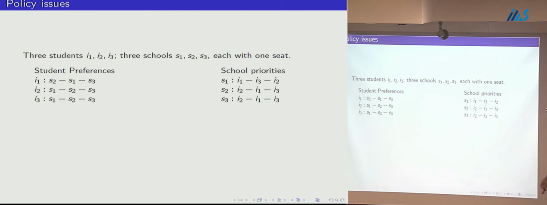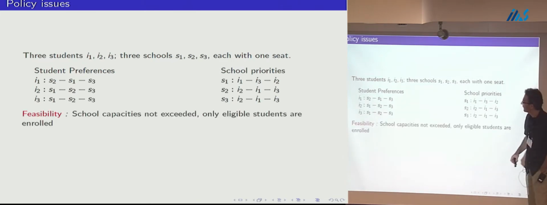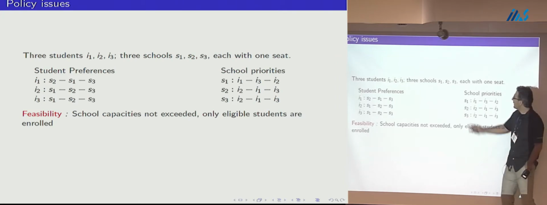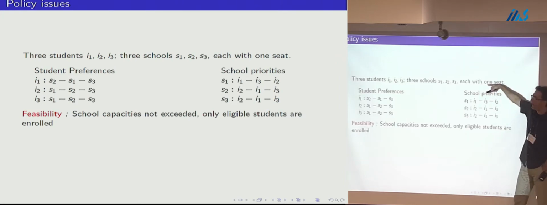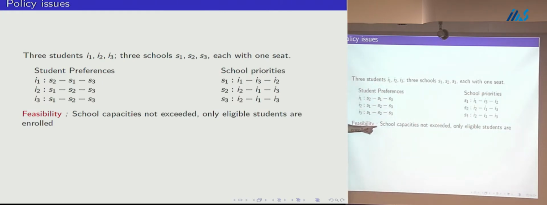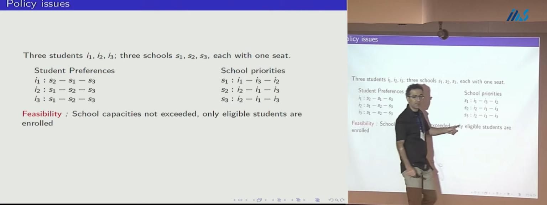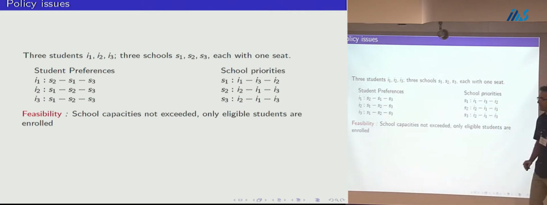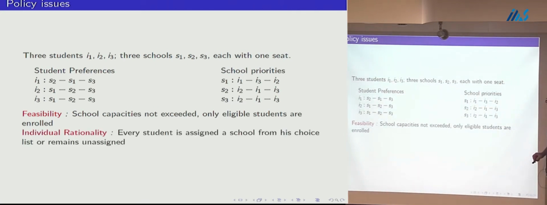So now, what are the policy issues? Some of them are trivial. Feasibility. In this example, which I'm going to use again and again, there is only one seat at each school. Probably the first one is feasibility. We do not want to overcrowd schools, so the number of students assigned to schools is not going to exceed the available seats at any school, and only eligible students are going to be enrolled at each school.